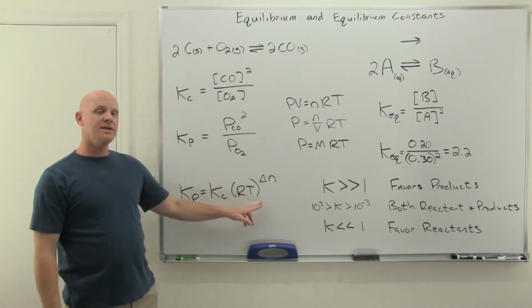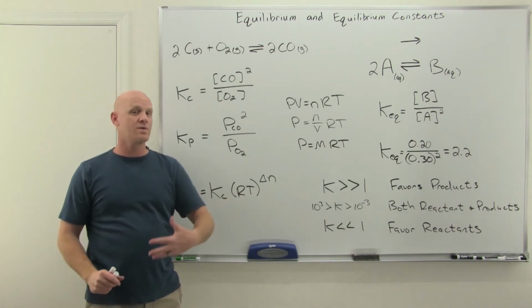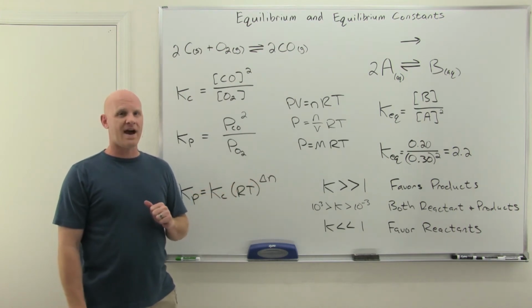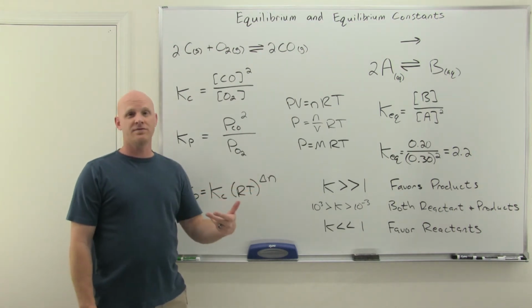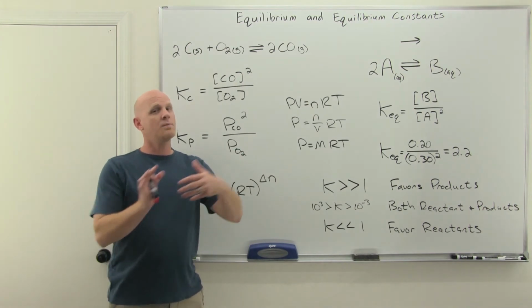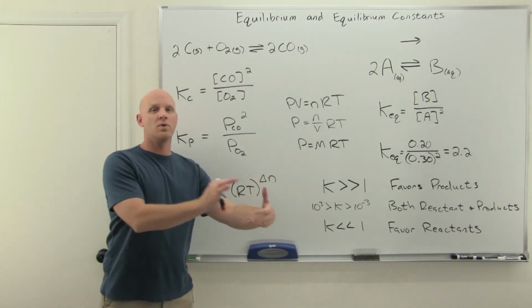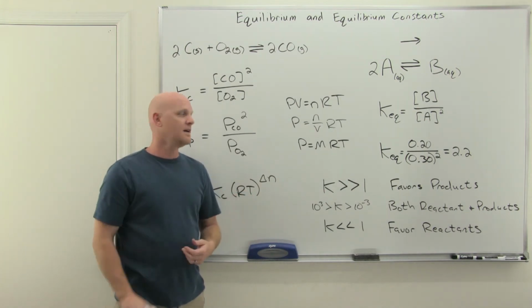So it takes into account how many extra RTs you might have either in the numerator or the denominator, where delta n here is the change in the number of moles of gas. And that delta n could be a positive number if you end up with more moles of gas on the product side, or it could be a negative number if you end up with fewer moles of gas, a decrease in moles of gas on the product side.